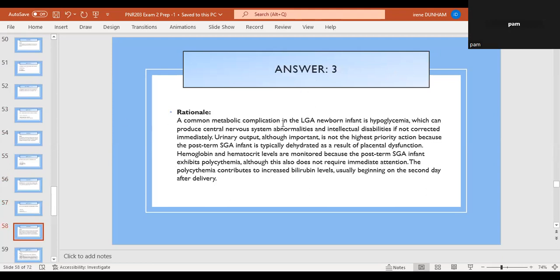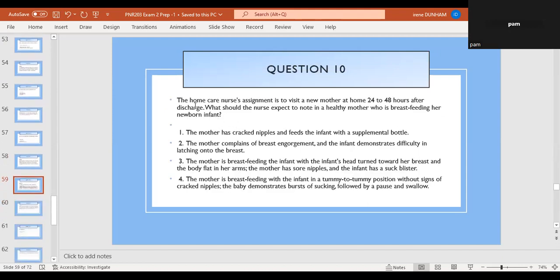So a common metabolic complication in the large gestational age newborn is hypoglycemia, which can produce central nervous system abnormalities and intellectual disabilities if not corrected immediately. Remember, is this a problem in babies, hypoglycemic? Yes, it is. And you can cause them to have problems in their central nervous system and intellectual disabilities if not corrected immediately. Okay.